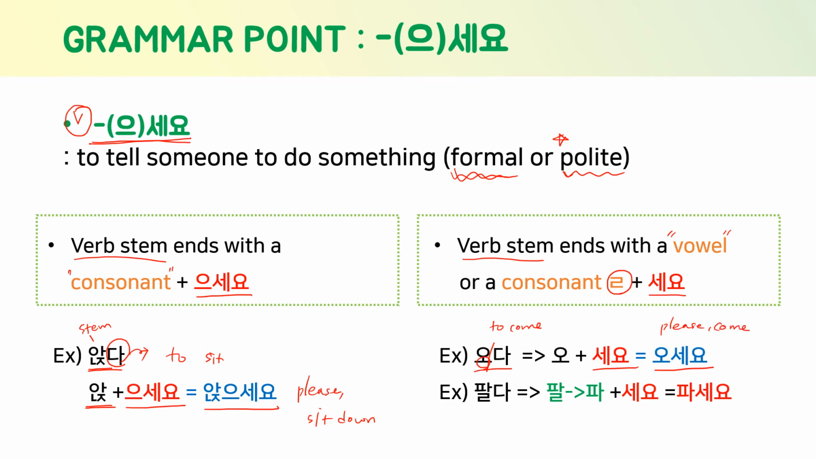Okay, 팔다. So this is the exception. With 팔다, after you drop 다, the verb stem actually ends with a consonant, the consonant ㄹ. So when you conjugate this one, first of all, you have to drop the ㄹ. And then it becomes 파, right? And then you add 세요 to the stem. So it becomes 파세요, not 팔세요. Right? So this is the exception. Okay?